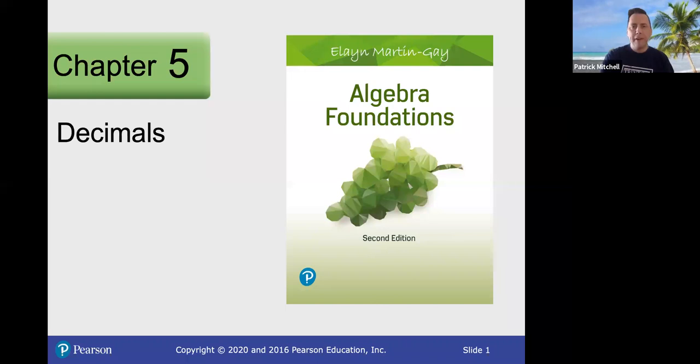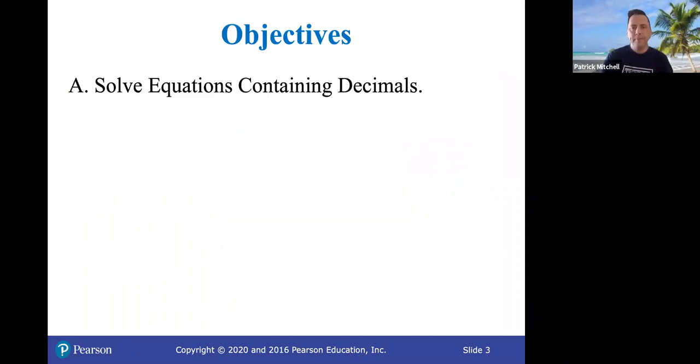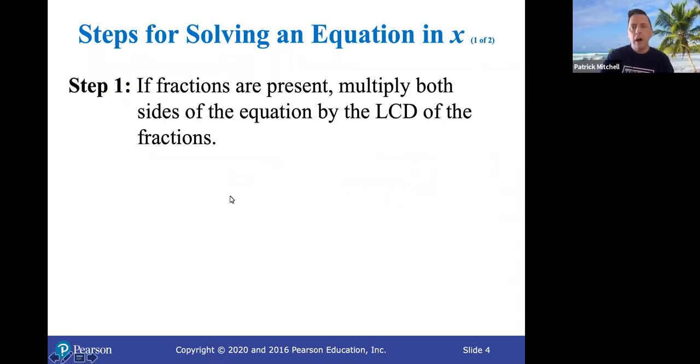Continuing with Chapter 5 on decimals. Today we are talking about solving equations containing decimals, and that is the only objective in this section. So just to review the steps for solving equations.